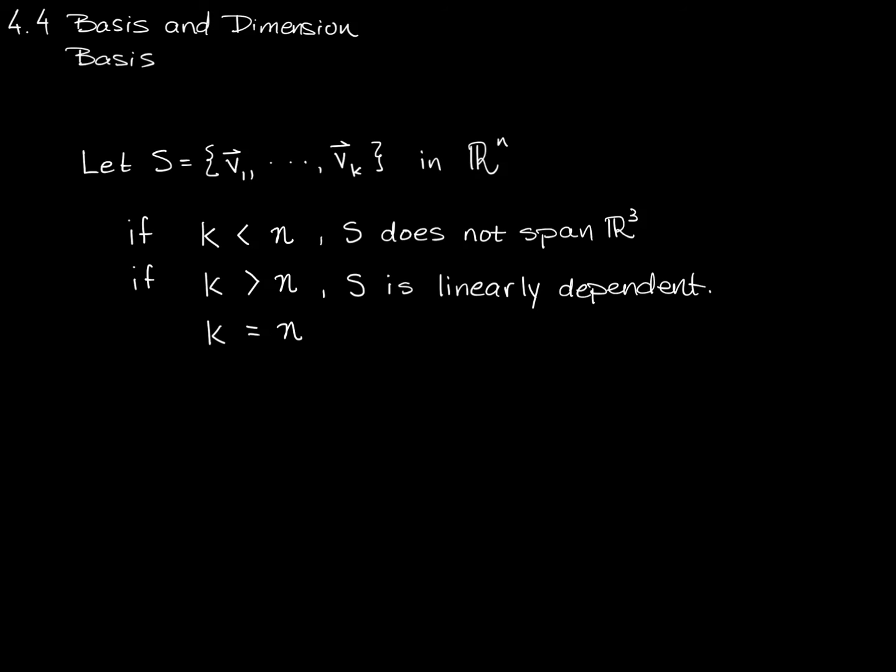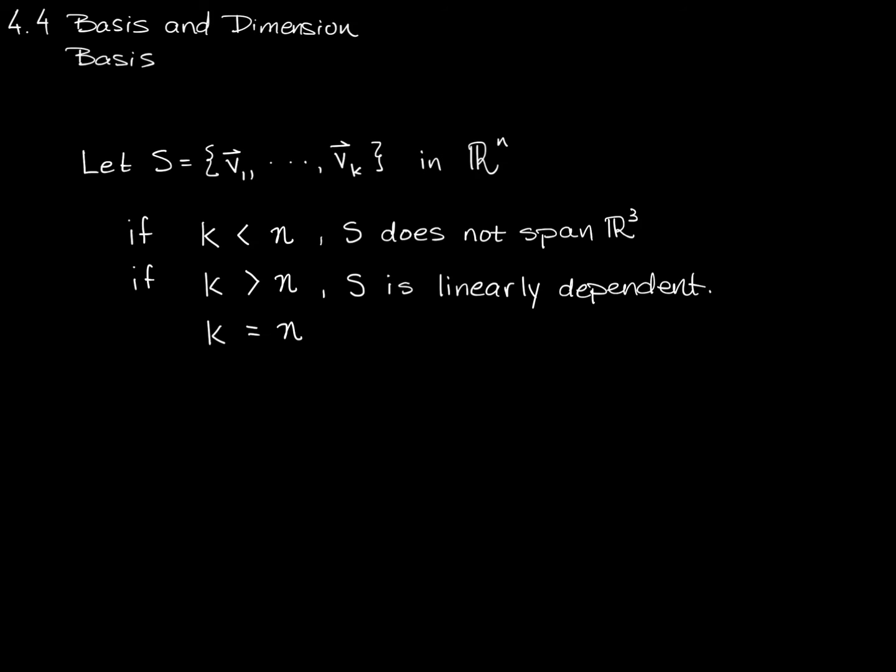Okay, so that's what we can tell about a set of vectors in a vector space if we know that the number of vectors is smaller than the dimension, or larger than the dimension. But what can we say when the number of vectors in the space is the same as the dimension? If this is not true and this is not true, can we automatically say, oh, then S must span R3 and S must be linearly independent? And the answer is no.